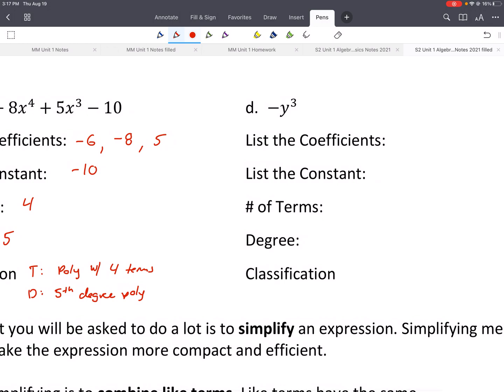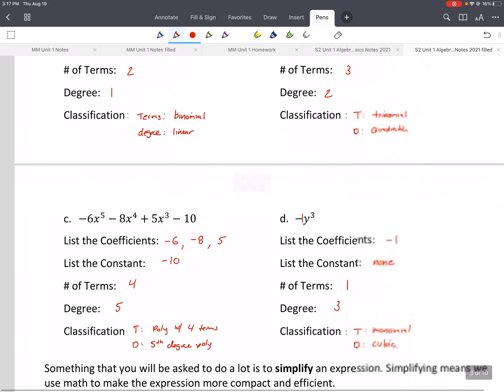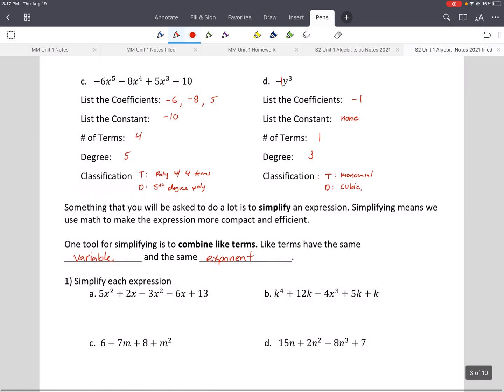And then here, our coefficient would be a -1. So again, if we can't see the number in front of a variable, it's always a 1. And then we have no constant. Number of terms is 1, degree is 3. So by terms, we would call this a monomial. And then by degree, we would call it a cubic. Sometimes we combine those together and we call this a cubic monomial. Or like up here, we could have called it a quadratic trinomial or a linear binomial. Okay? But I think they'll be separated.